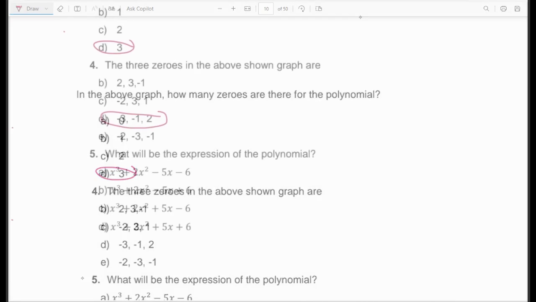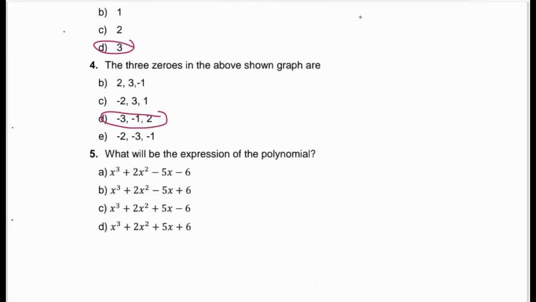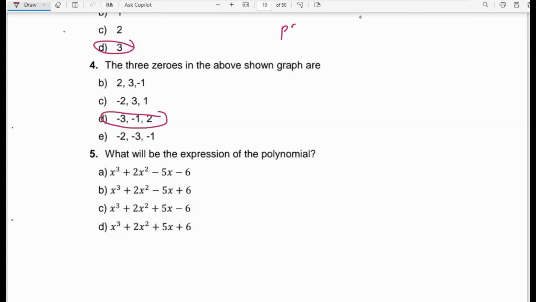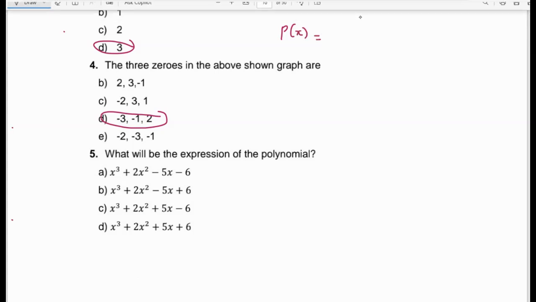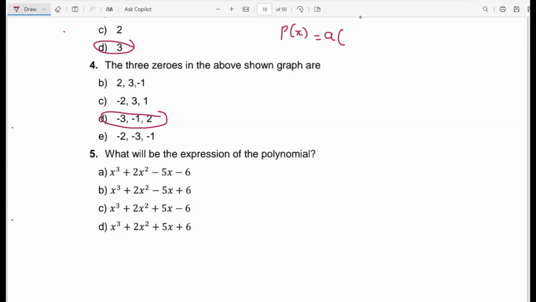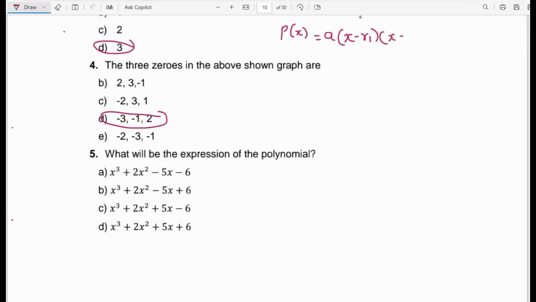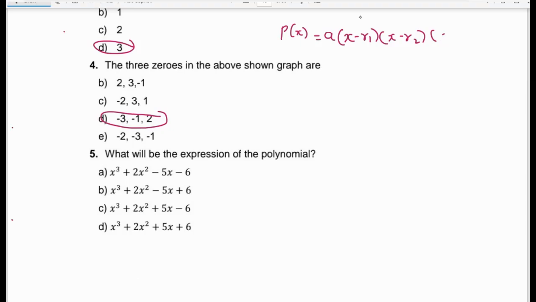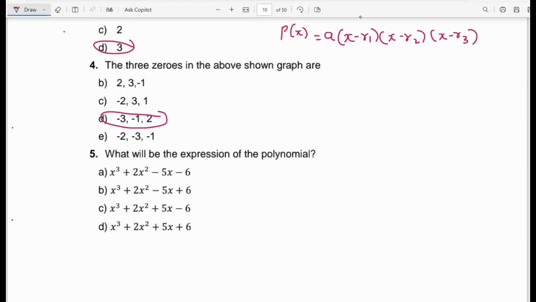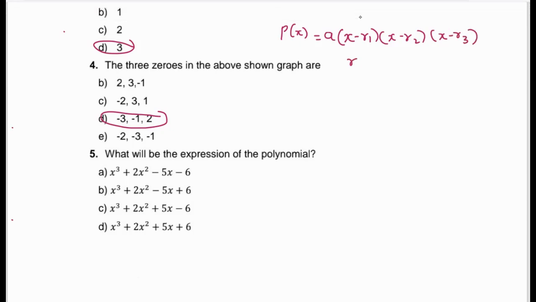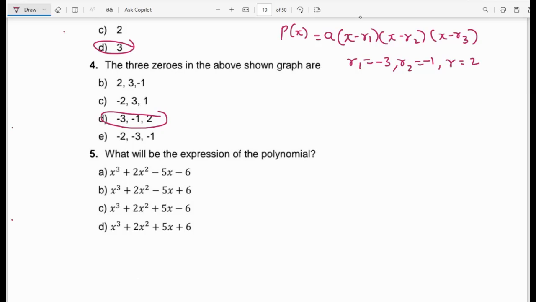The 3 zeros form a polynomial. What will be the expression? To find the expression from the 3 roots, we have a formula: p of x equals a into x minus r1 into x minus r2 into x minus r3, where r1, r2, r3 are the roots of the polynomial. Here r1 is -3, r2 is -1 and r3 is 2. And a is the coefficient of x cubed, which will be 1.